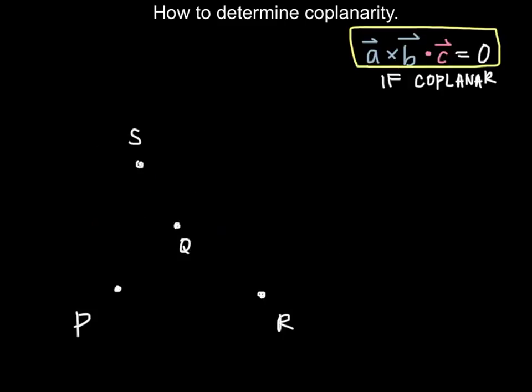Let's consider if P, Q, R, and S do not lie in the same plane. Now, any 3 points can lie in the same plane, so let's look at P, Q, and R first and construct the vector that goes from P to Q as well as the vector that goes from P to R. While those 2 can lie in the same plane, perhaps the vector from P to S does not. And maybe it looks something like this.